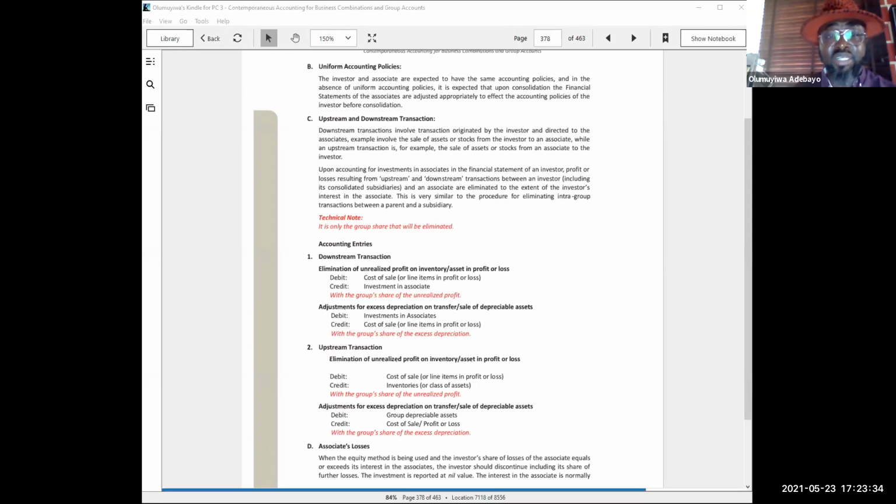Another one is the issue of downstream and upstream transactions. Downstream transaction is where the investor, which is the parent in this case, is the one that sells goods or transfers assets to the associate. And what we are saying here is that if we are to eliminate the unrealized profit in that situation, such elimination will be between the cost of sales, which is within the profit or loss of the investor, and the investment in associates.